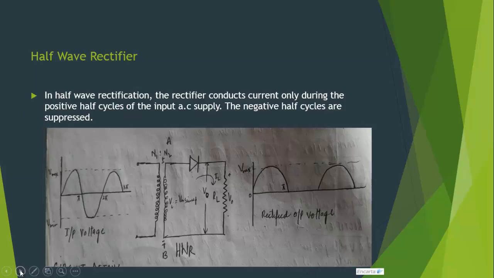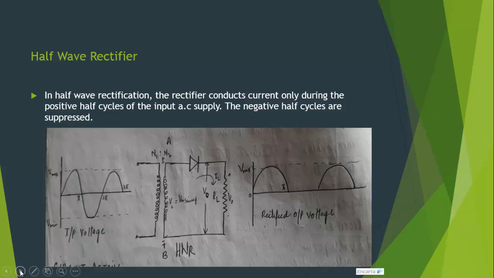Half wave rectifier. In the half wave rectification, the rectifier conducts current only during the positive half cycle of the input AC supply. The negative half of the input AC signal or supply is suppressed. Suppressed means during negative half cycles no current is conducted and hence no voltage appears across the load. Therefore, the current always flows in one direction through the load after every half cycle.